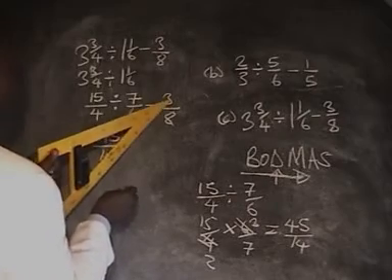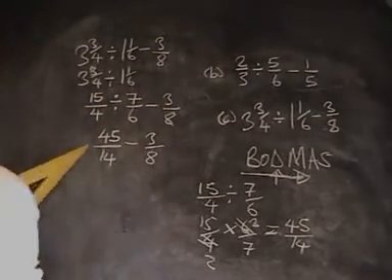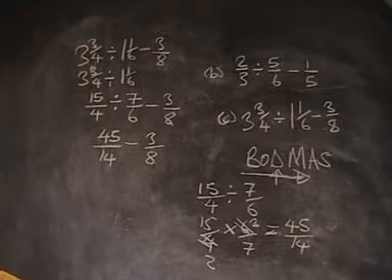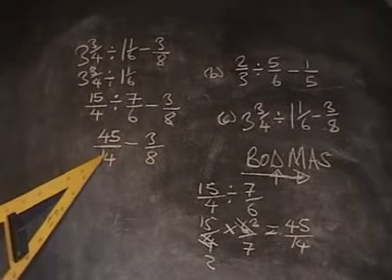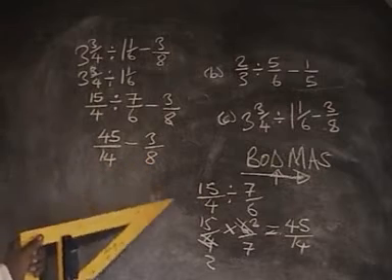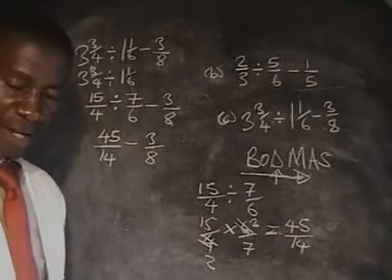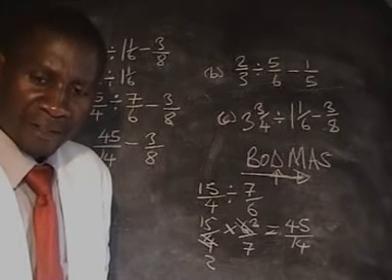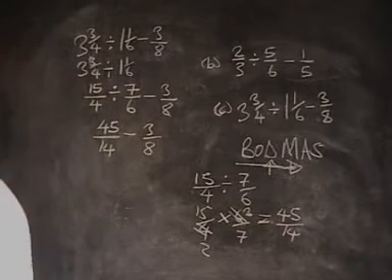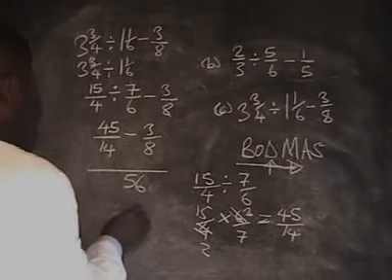Then after that, 3 over 8 must be subtracted. Minus 3 over 8. I'm sure that is clear. Then from there, what I'm going to do is look for a number which 14 and 8 can divide into without leaving any remainder, and that must be the smallest number. And the smallest number is 56. So the smallest number is 56.